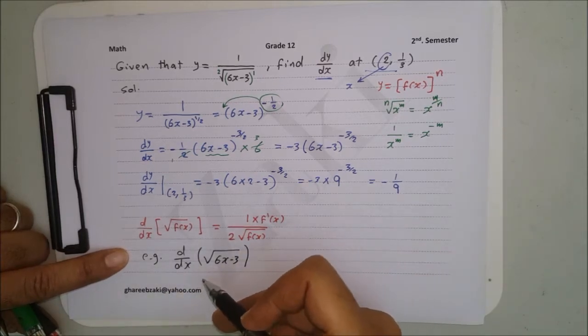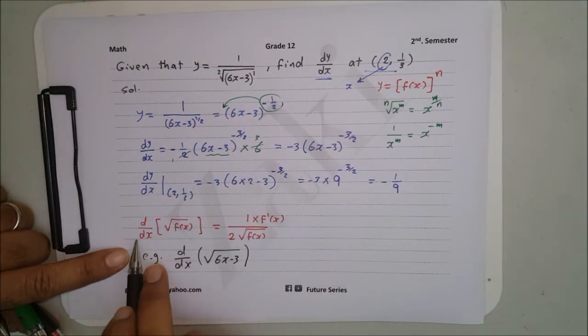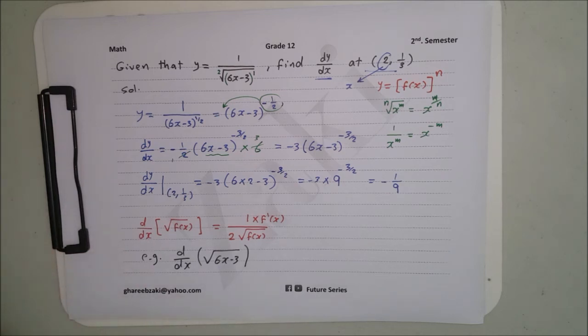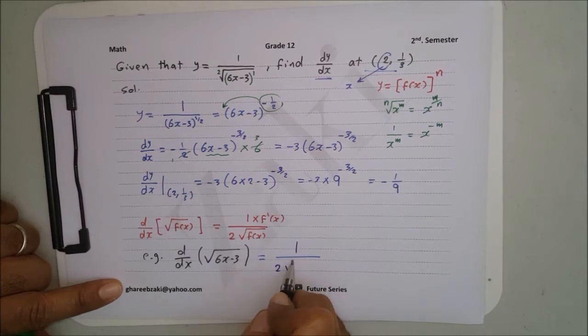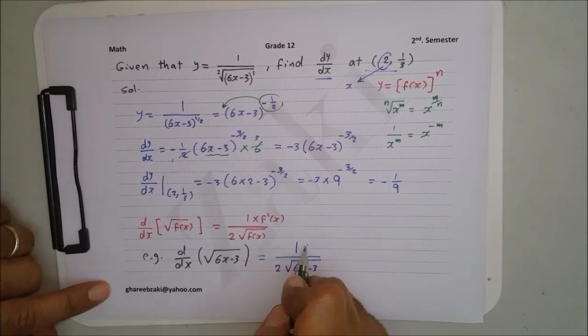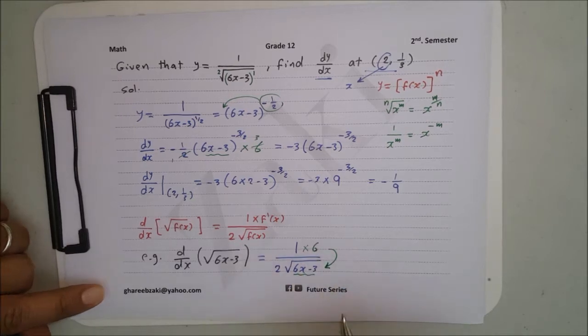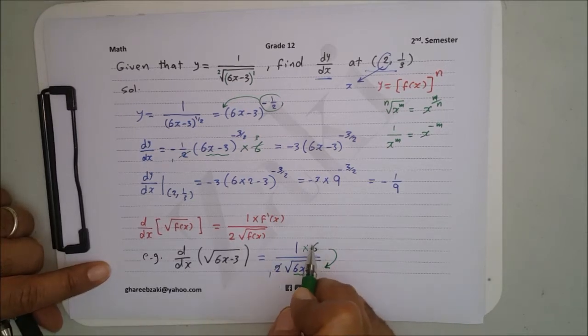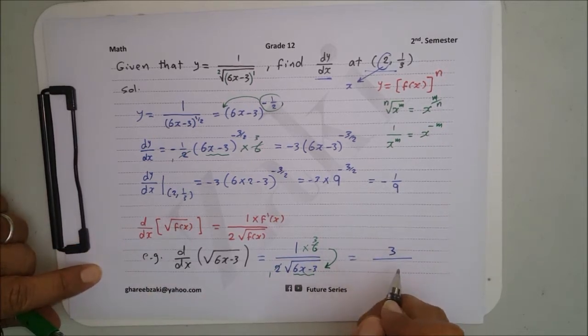What is the difference between this question and that one? That one had 1 over, but the rule is direct: d by dx of a square root. So what is the answer of this one? The answer is 1 over 2 square root of 6x minus 3, multiply by the derivative of inside the root. So multiply by the derivative of 6x minus 3, which is 6. We can simplify more, 6 divided by 2 equals 3. Then the final answer of this one is 3 over square root of 6x minus 3.